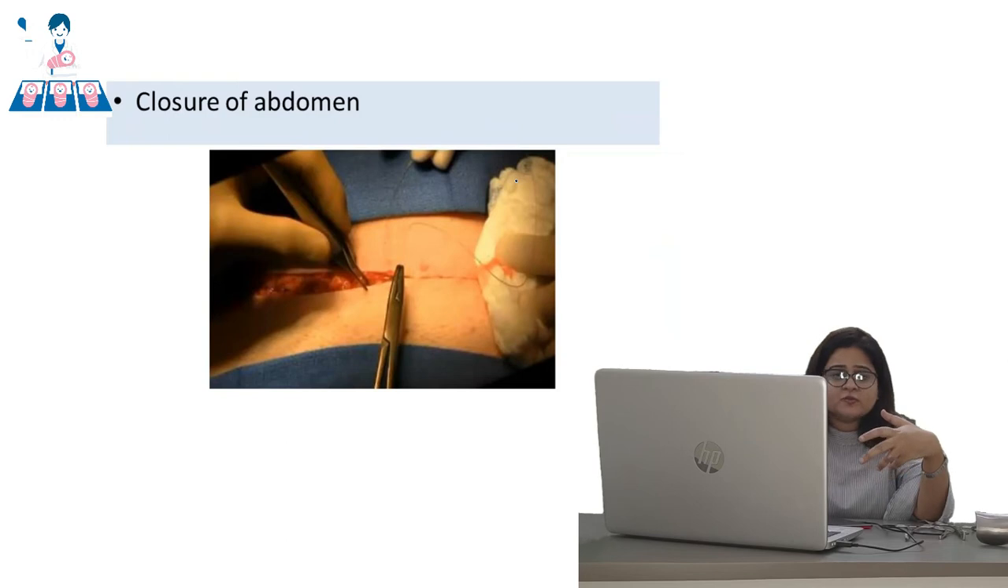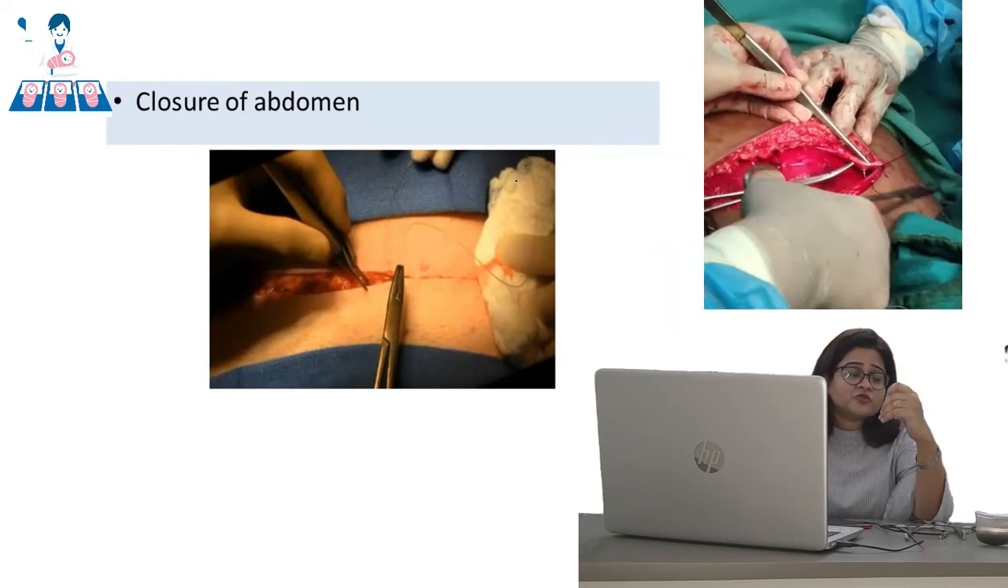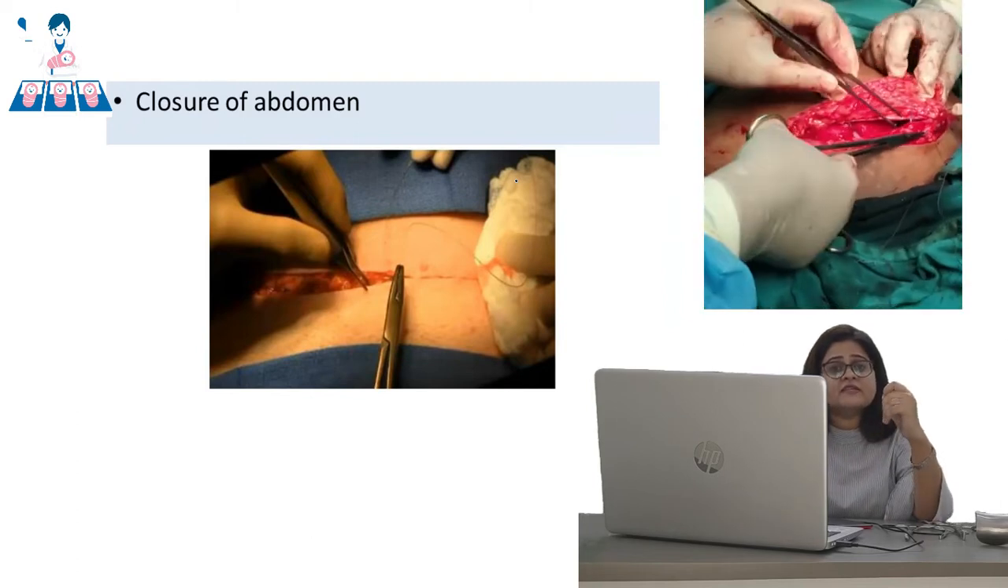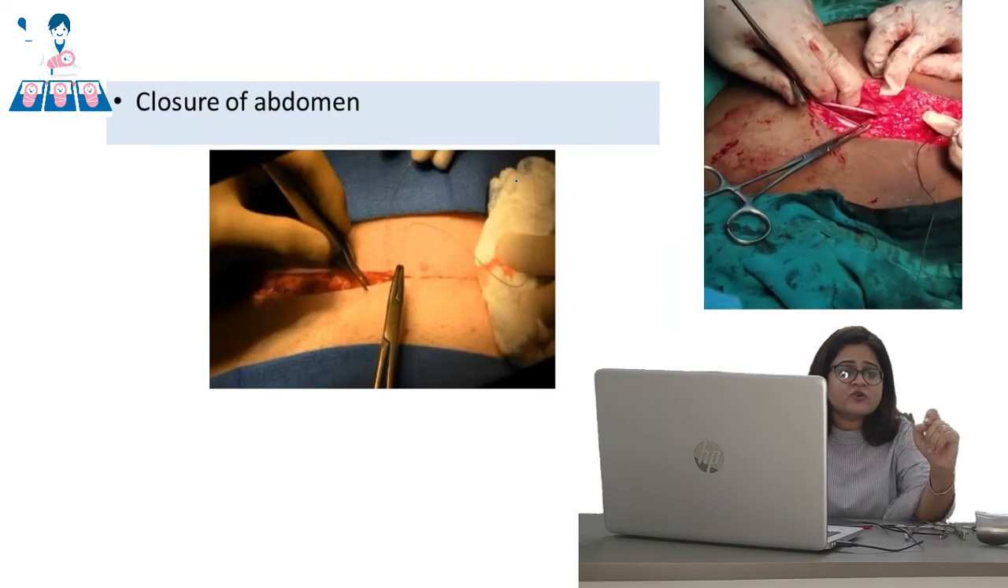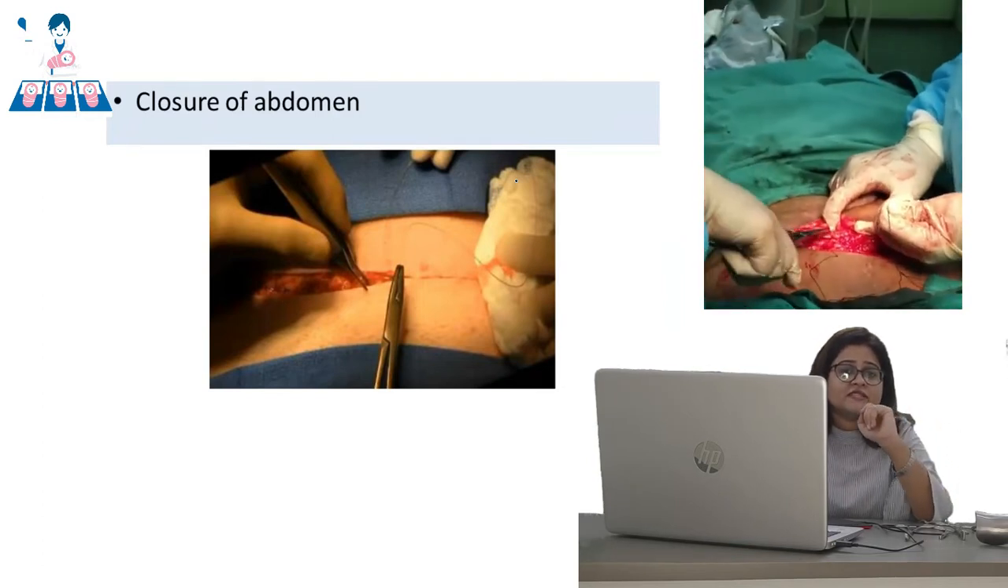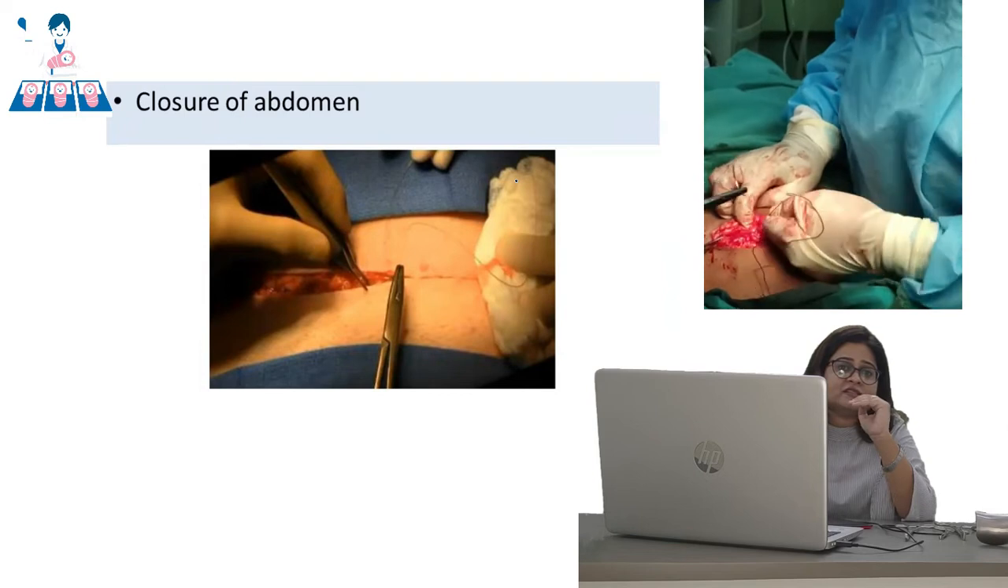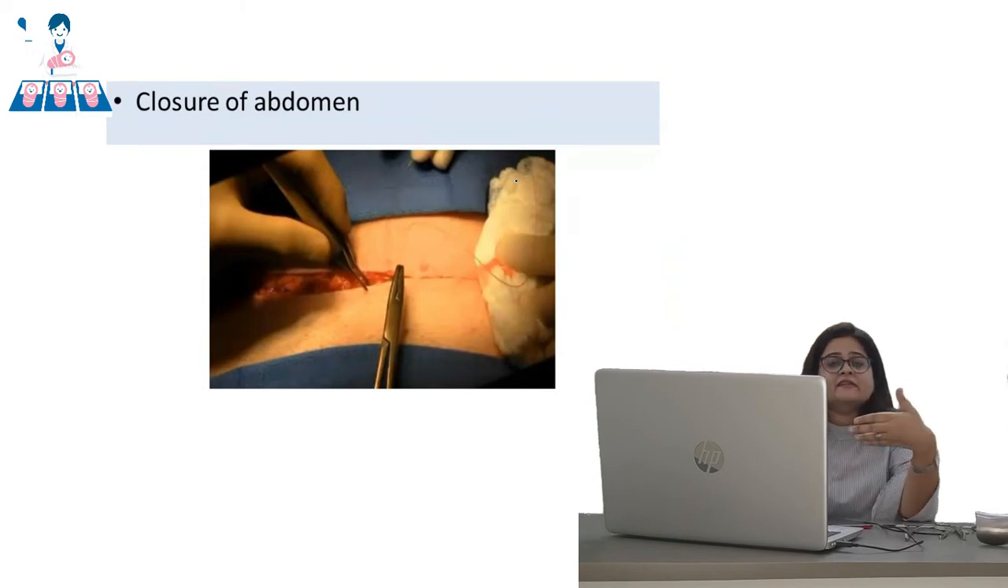Many surgeons don't, but it can be closed. A very important structure which you should know, which should be closed properly, is the rectus sheath. The pearly white structure, remember, which we cut. If that is not sutured, there is a risk of incisional hernia. So the rectus sheath is the next structure to be closed, and then the skin.